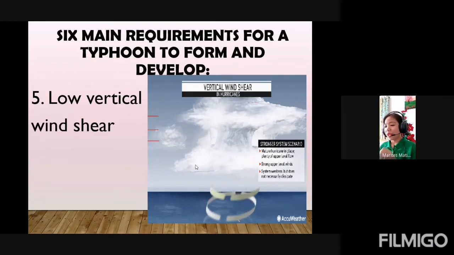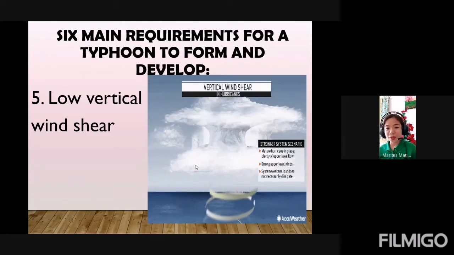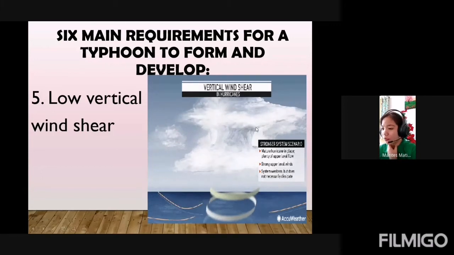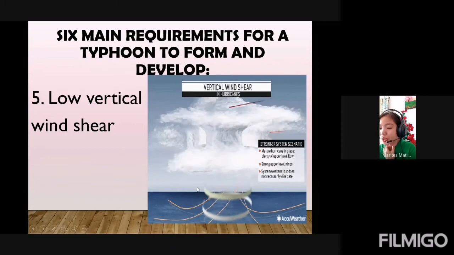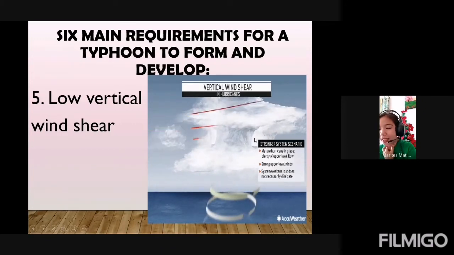Okay, so anyway, when we say wind shear, that's the difference in the wind speed. Okay, yun yung tinatawag nating wind shear, wind speed or wind direction. So if you look on the picture, ayan, so there is a difference, right, in the wind directions. Yeah, so that is wind shear.